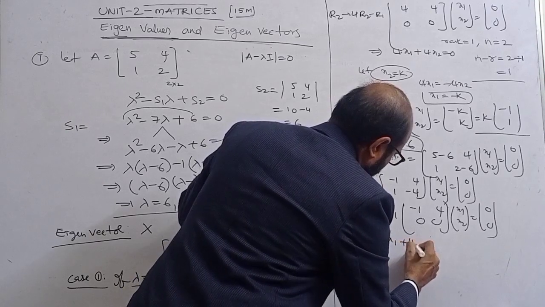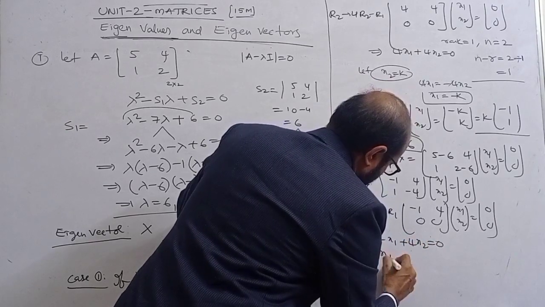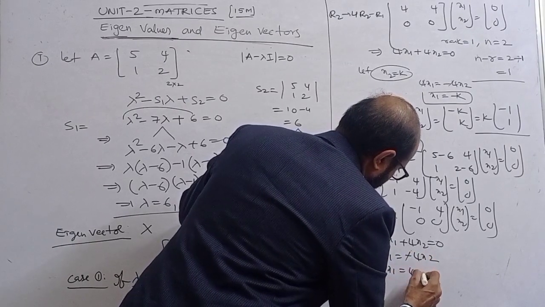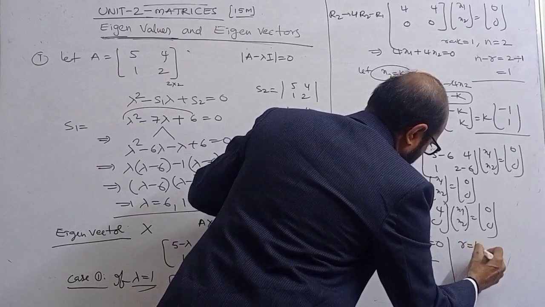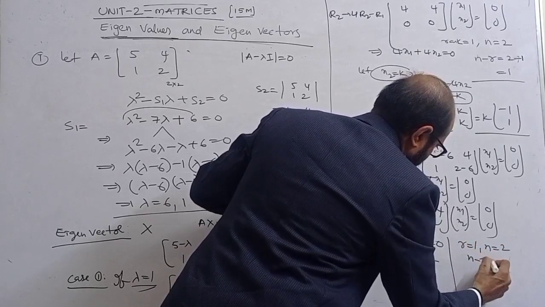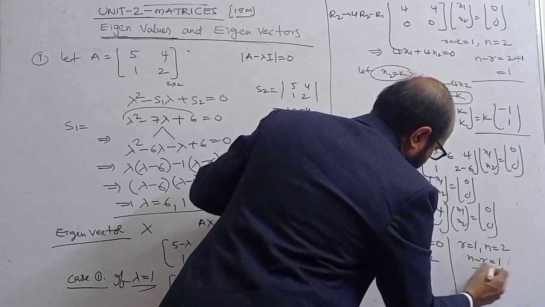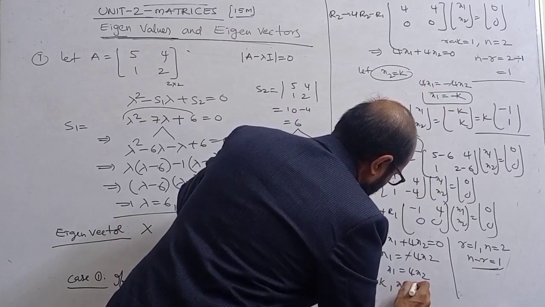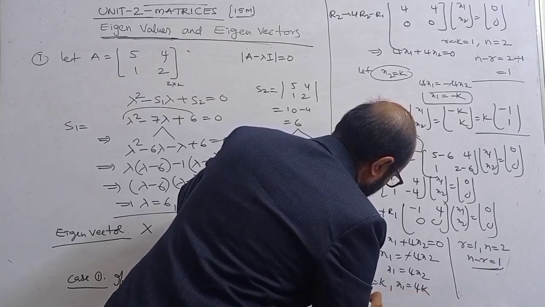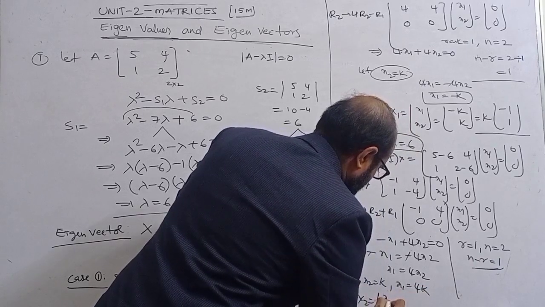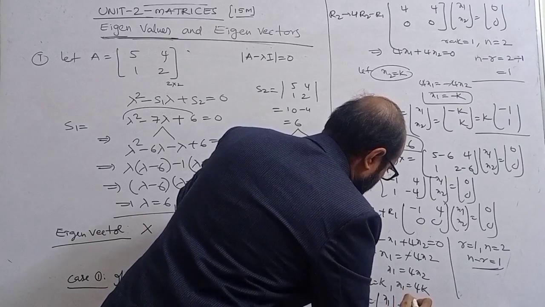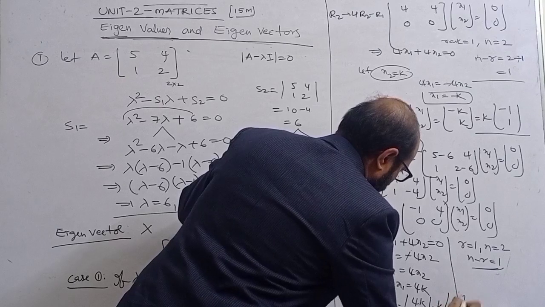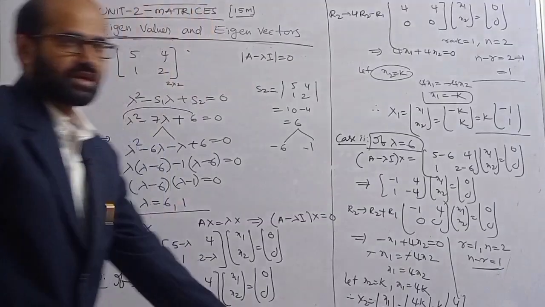Now minus x1 plus 4x2 equal to 0 implies minus x1 equal to minus 4x2, minus minus cancels, x1 equal to 4x2. Here also the rank is 1 and the number of variables is 2, so n minus r, 2 minus 1, one variable you can choose. Let x2 equal to some k, then x1 equal to 4k. Therefore the vector x is 4k and k; taking k common, 4 comma 1. This is the second eigenvector.